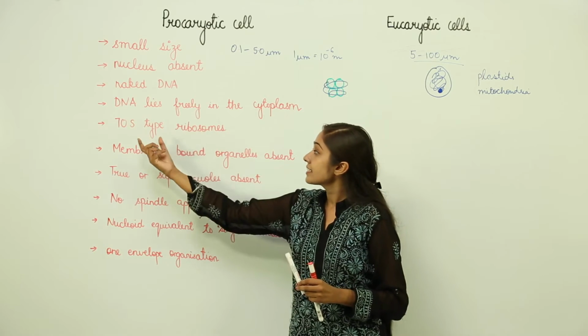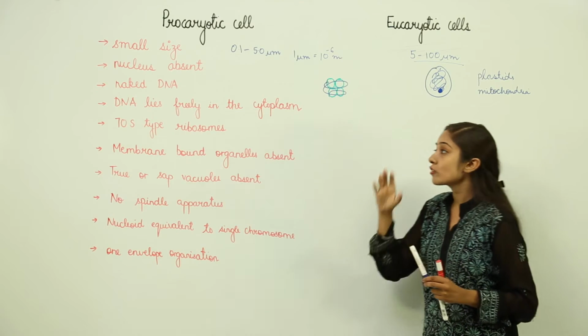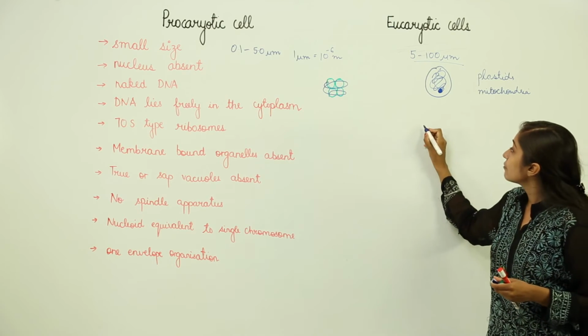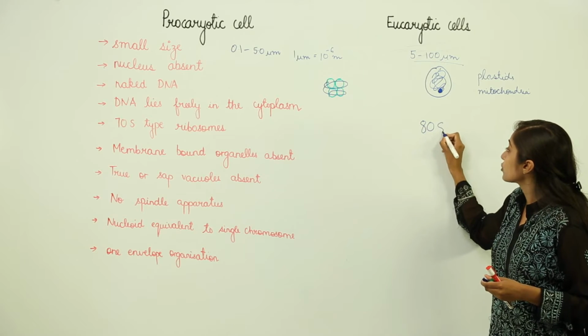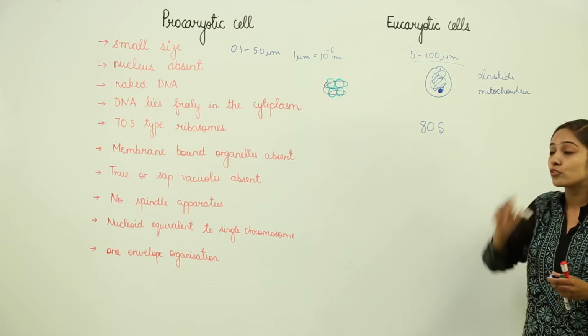Then 70S type ribosomes are present in the prokaryotic cells. But in case of eukaryotic cells, we have generally 80S ribosomes, but 70S ribosomes are present in plastids and mitochondria.